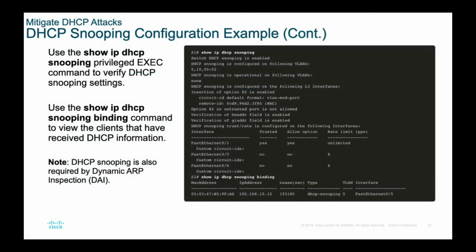After we have configured DHCP snooping, we can verify with the command show ip dhcp snooping. You should see all this here. And for the binding, you can use show ip dhcp snooping binding for any message that has been sent, for DHCP requests.